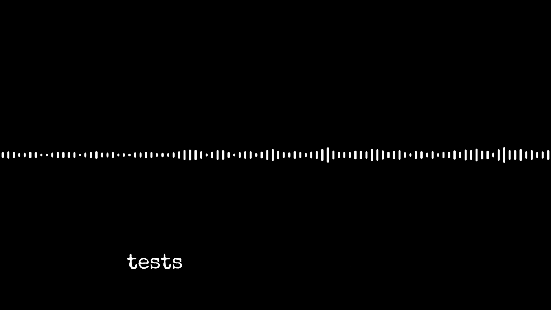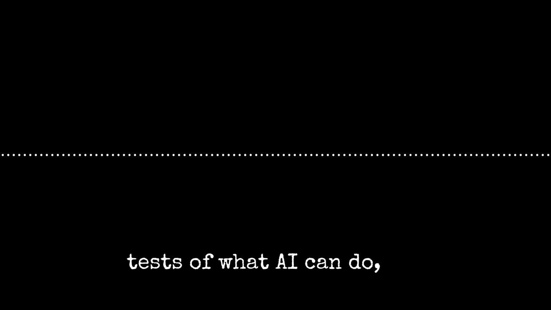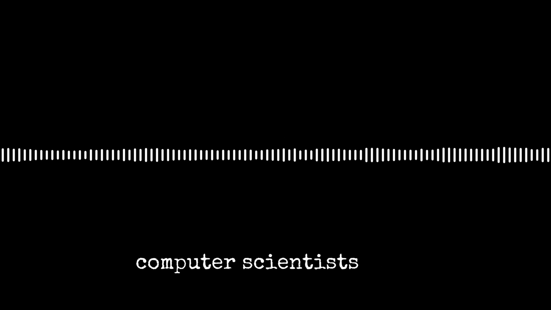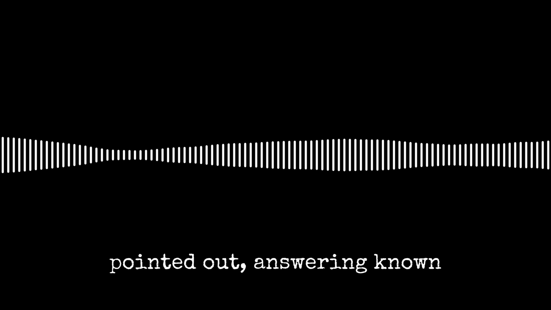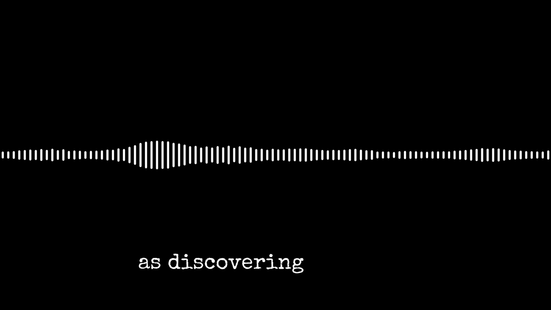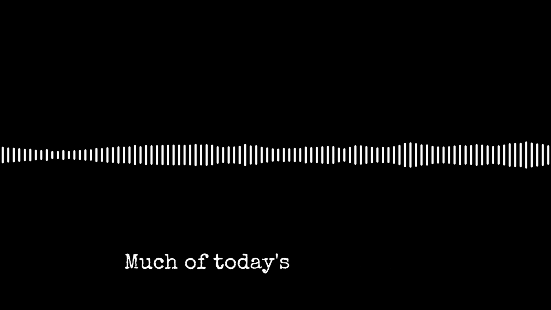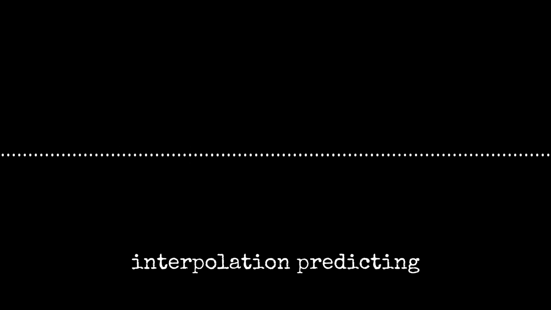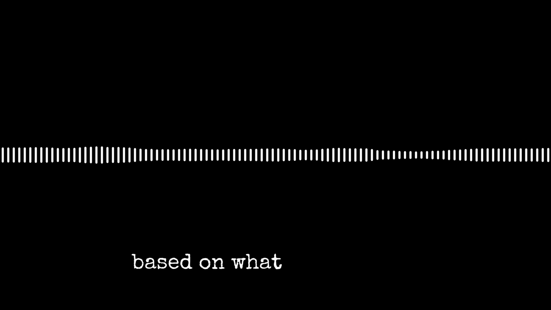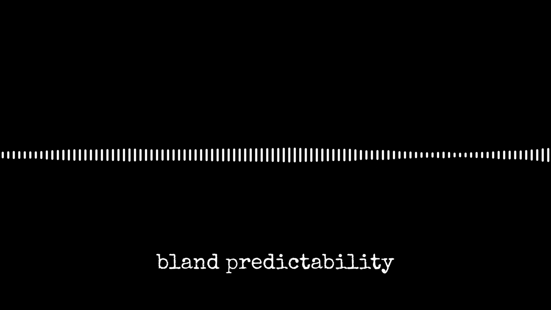The last few years have been astonishing for benchmarks, tests of what AI can do. But as some mathematicians and computer scientists have pointed out, answering known questions is not the same as discovering new ones. Much of today's AI excels at interpolation, predicting the next likely thing based on what it's already seen. But novelty, the leap to a new idea, requires breaking patterns, then recombining them coherently. In music, that's the difference between bland predictability and an unexpected turn that feels right.